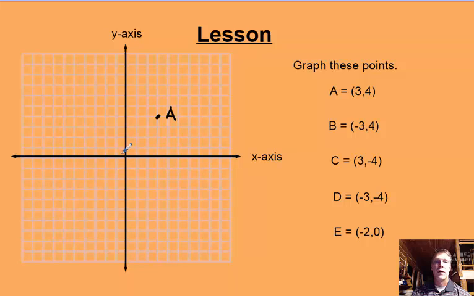And some kids mix that up. They move up the y first, and then they move over. You always do alphabetical. Do the x, and then do the y. All right, let's move on. Let's graph -3, 4, point B.